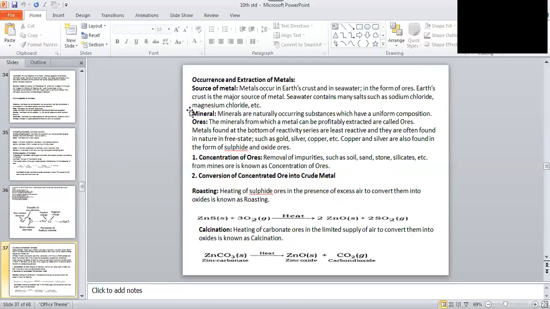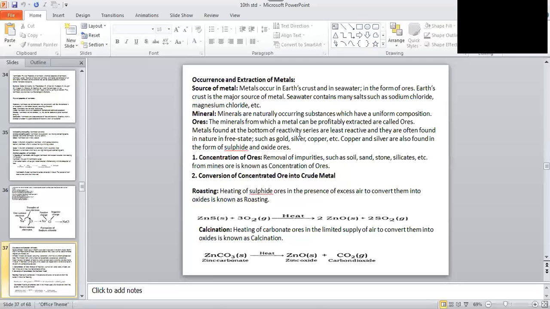So what is the difference between mineral and ore? Minerals are naturally occurring substances which have uniform composition, and an ore is a mineral from which the metal can be extracted profitably. So all ores are minerals, but all minerals are not ores, because ores are some minerals that contain the maximum percentage of metal.